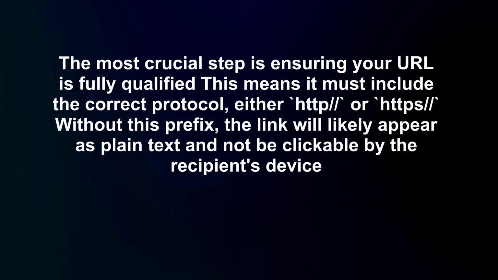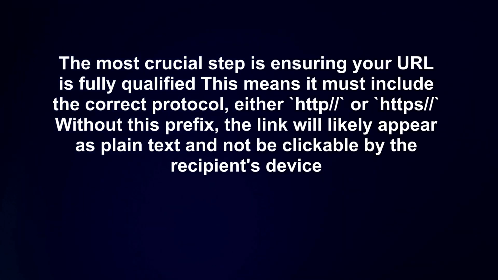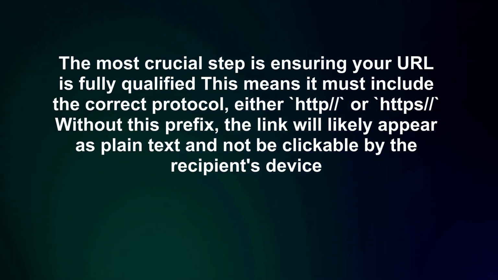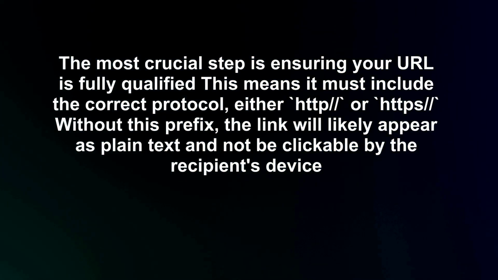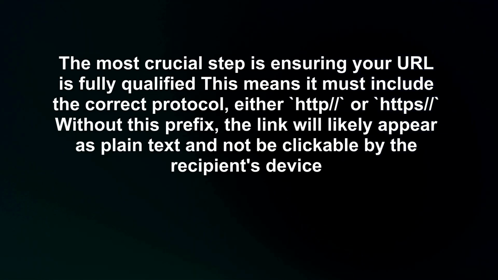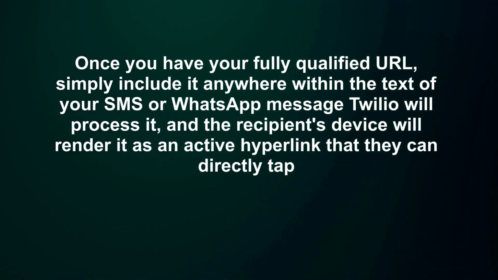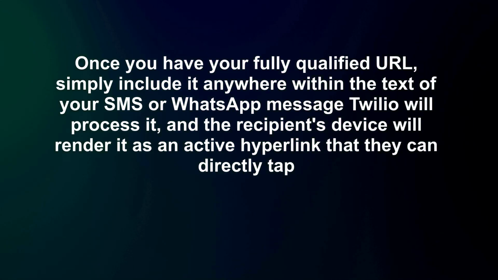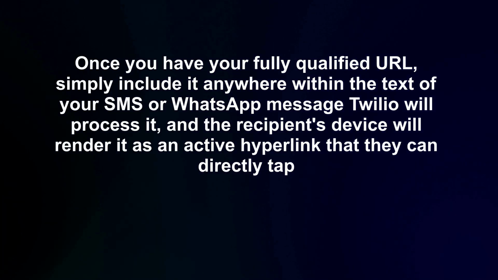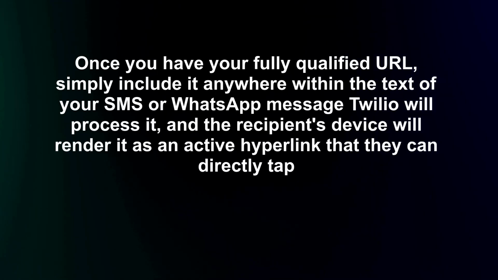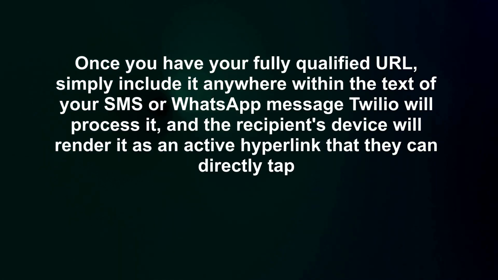This means it must include the correct protocol, either HTTP or HTTPS. Without this prefix, the link will likely appear as plain text and not be clickable by the recipient's device. Once you have your fully qualified URL, simply include it anywhere within the text of your SMS or WhatsApp message. Twilio will process it, and the recipient's device will render it as an active hyperlink that they can directly tap.